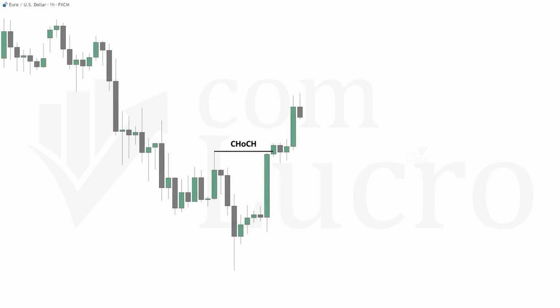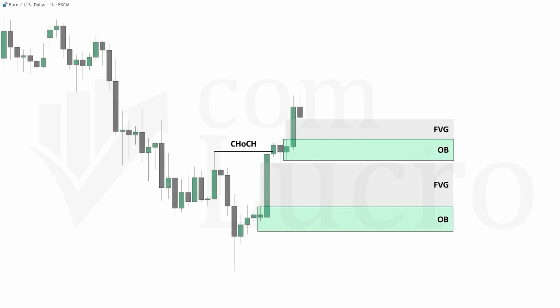The next step is simple. Identify the fair value gaps and mark the order blocks. In this example, we can see 2 distinct fair value gaps. So we mark the candles that created those gaps as our order block zones. These areas become our key trading zones for potential entries. If the price pulls back into any of these zones, we'll then zoom into the lower time frames to look for confirmation signals before taking a trade.